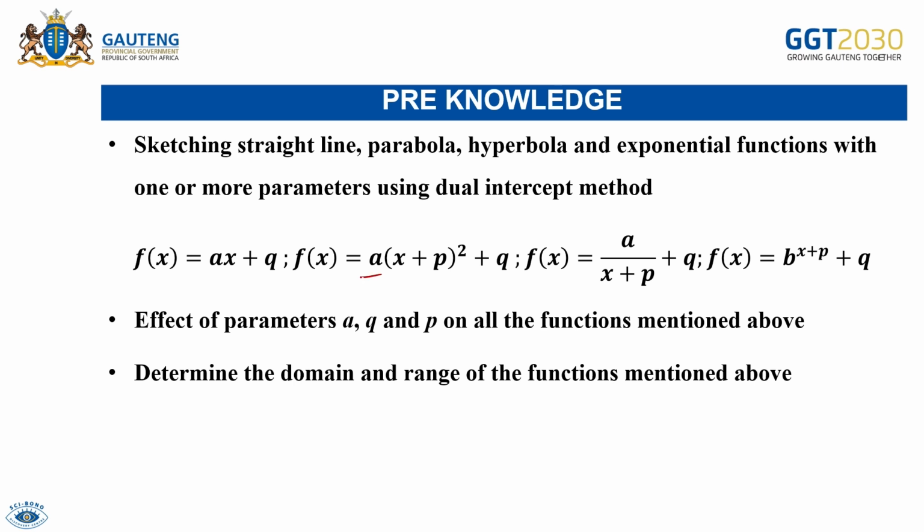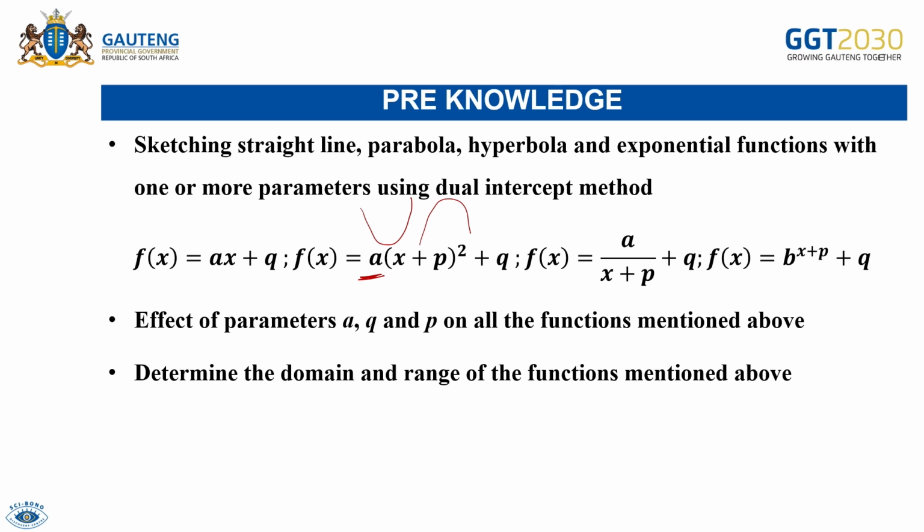Then your a tells you about the shape of the graph. So since it's a parabola, if your a is greater than 0, then your graph is going to smile, and if your a is less than 0, then your graph is going to frown, or it's going to be concave down.